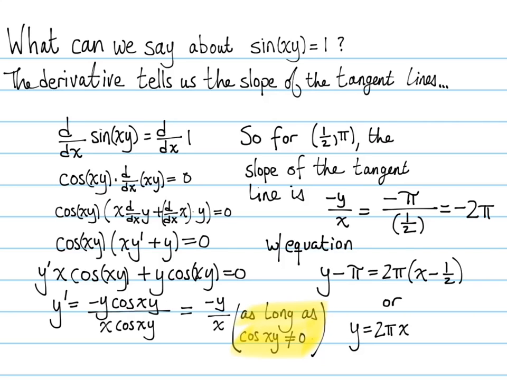So we can write an equation for that, and if we plug in 1/2 and pi for our x and y values, we get y minus pi equals negative 2 pi times x minus 1/2, which gives us the equation y equals negative 2 pi x.